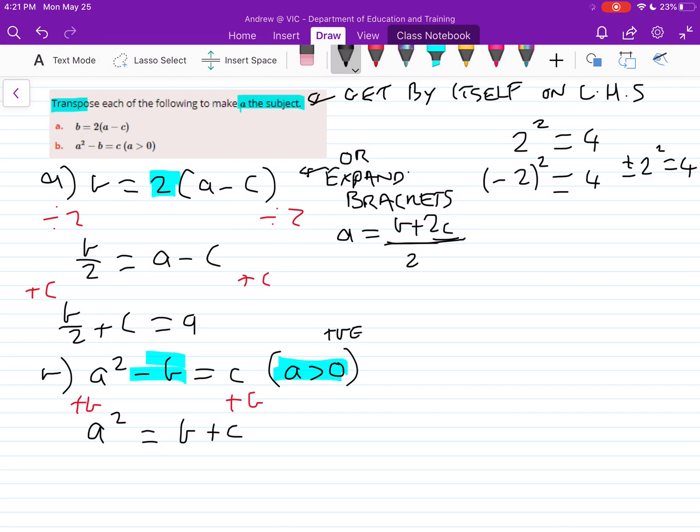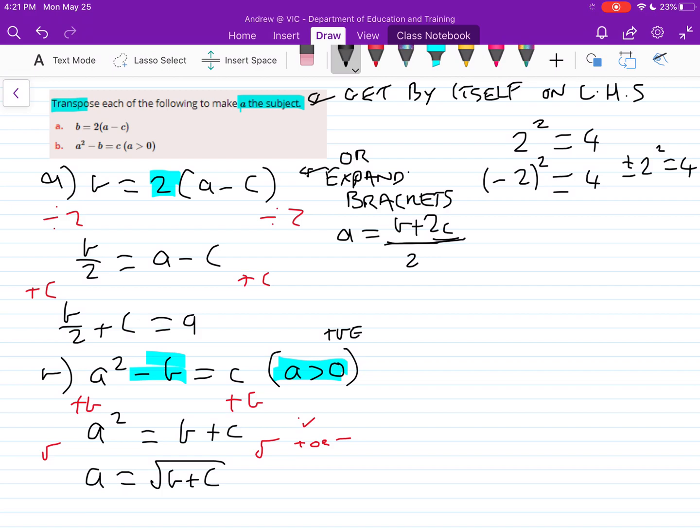Okay. Next, we've got a squared. To get rid of a squared, we need to do the square root. Yet again, normally if we do this, it could be a positive or negative. But because it says a is greater than 0, it's just going to be the positive. So a is going to equal the square root of b plus c.